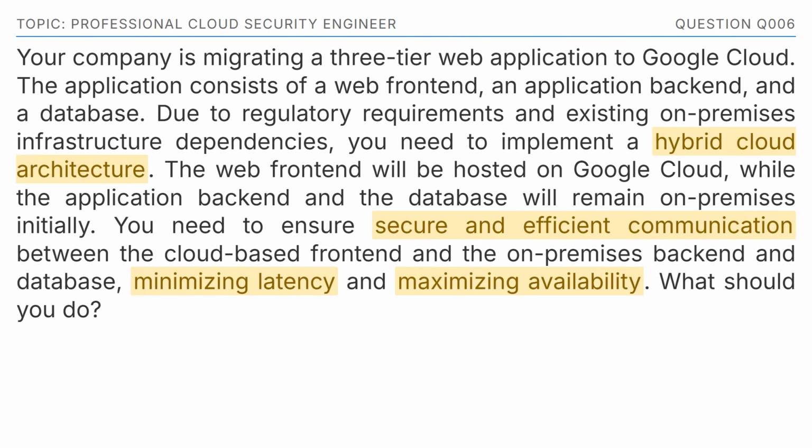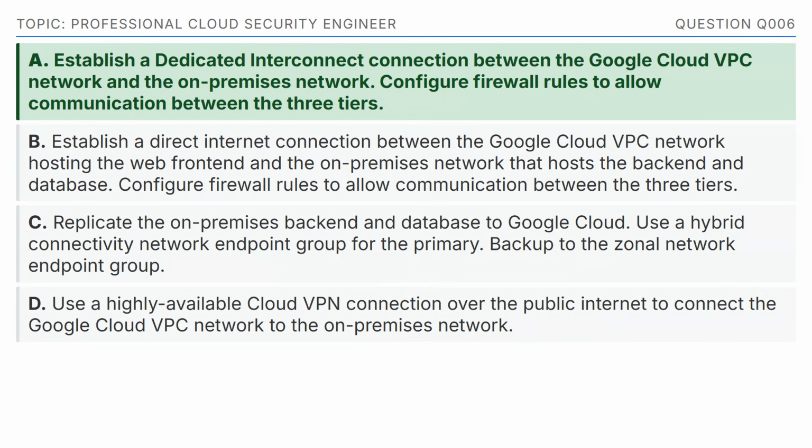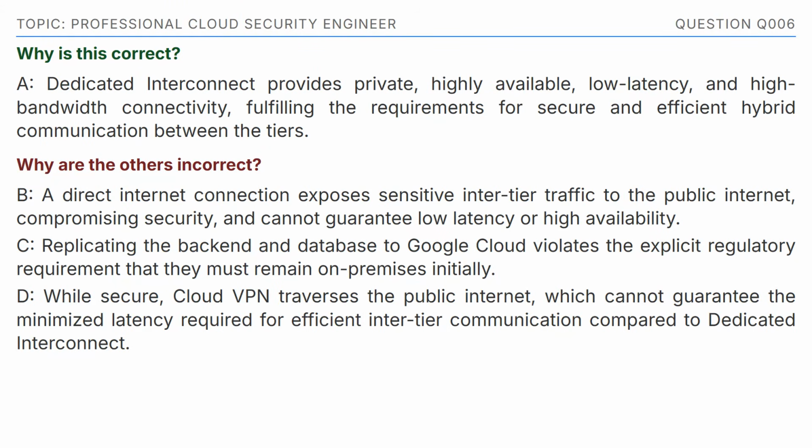To arrive at the correct answer, we focus on the keywords: hybrid cloud architecture, secure and efficient communication, minimizing latency, maximizing availability. The correct answer is option A, establish a dedicated interconnect connection between the Google Cloud VPC network and the on-premises network. Configure firewall rules to allow communication between the three tiers. Why is this correct? A. Dedicated interconnect provides private, highly available, low latency, and high bandwidth connectivity, fulfilling the requirements for secure and efficient hybrid communication between the tiers.